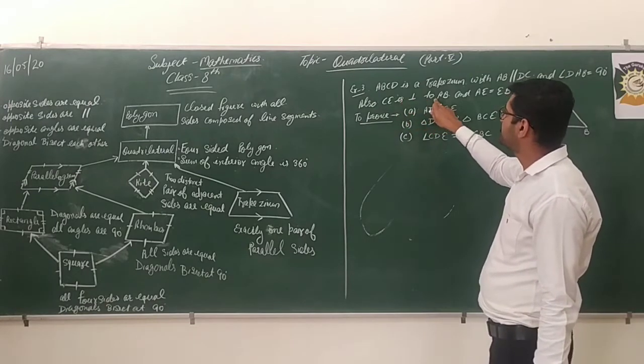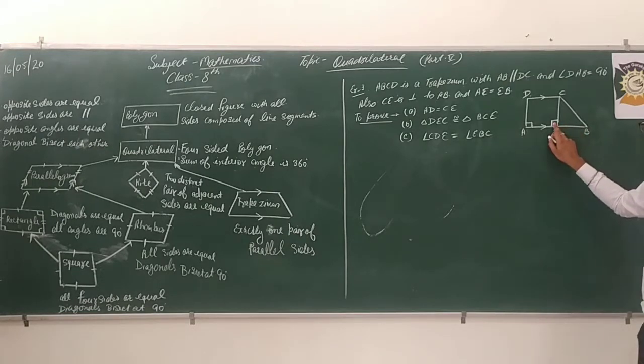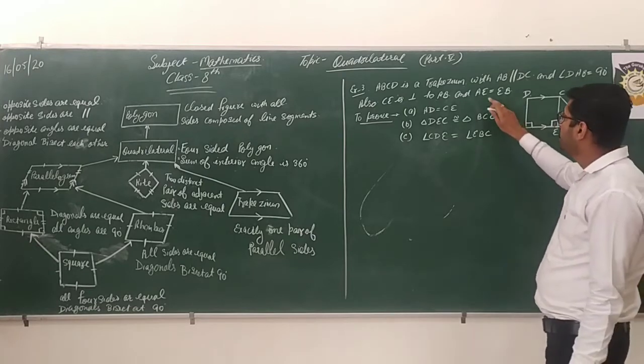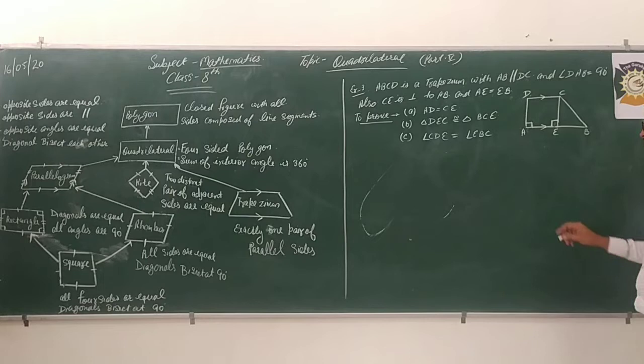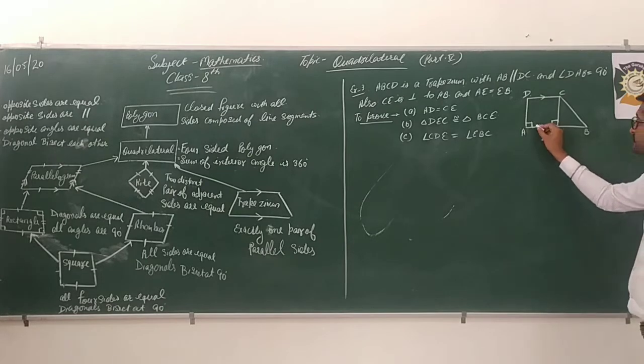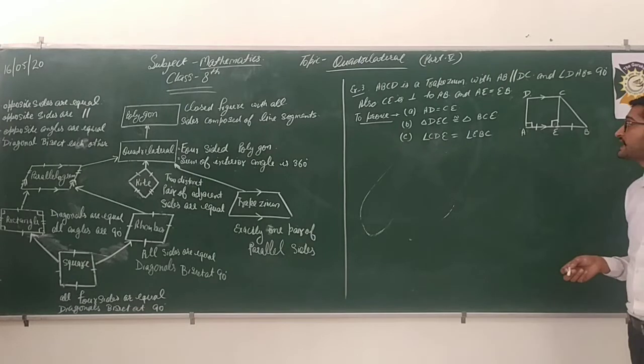Also CE is perpendicular to AB. Here CE is perpendicular to AB, so this angle will also be 90 degrees. AE is equal to EB. Now AE, we can put a sign like this, is equal to EB. It means we can say that E is the midpoint of AB.